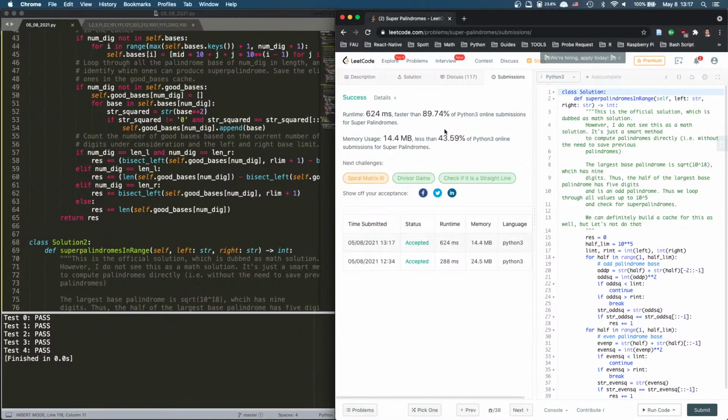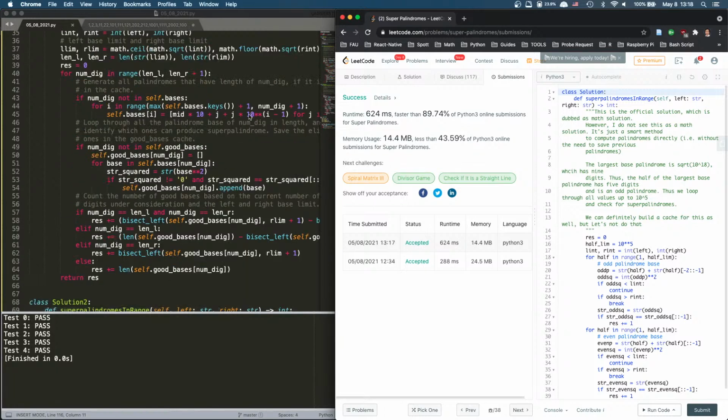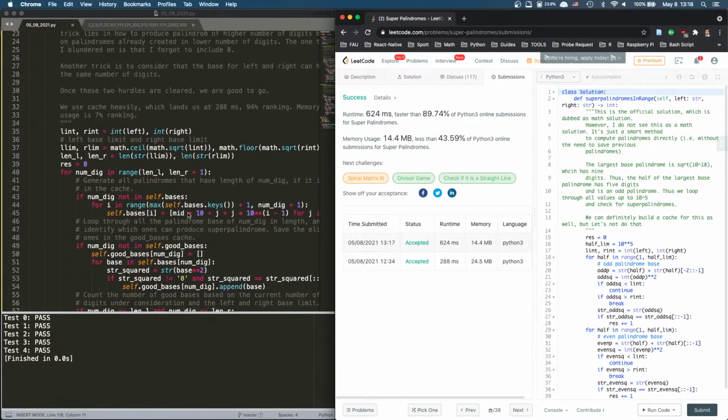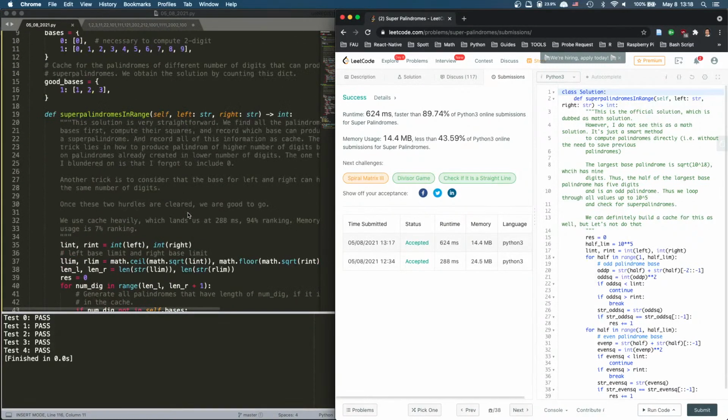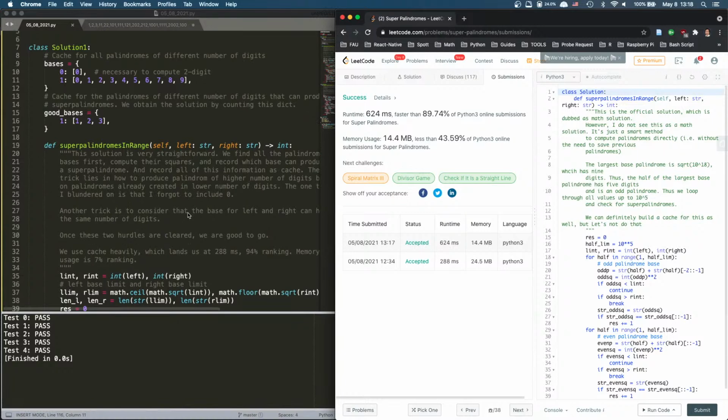I mean, honestly, I don't think it's really a hard one. Because even using this method without caching, I think we can still pass. So it's just how to build the palindrome in a smart way, and that's all it is about.